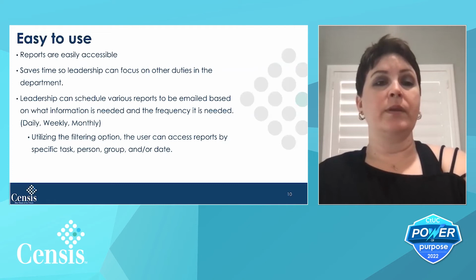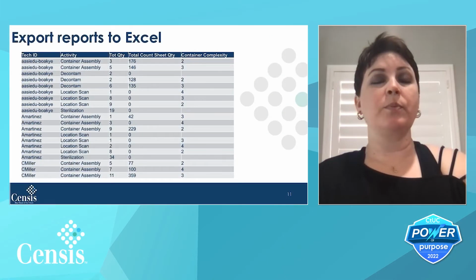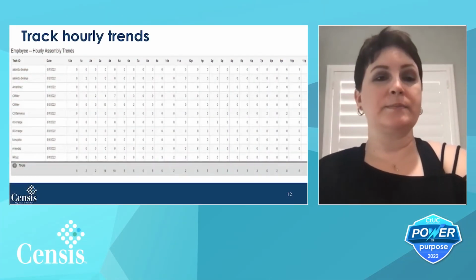Easy to use. Reports are easily accessible. It saves time so leadership can focus on other duties in the department. Leadership can schedule various reports to be emailed based on what information is needed and the frequency it is needed, whether it's daily, weekly, or monthly. Utilizing the filtering option, the user can access reports by specific task, person, group, and/or date. You can export your reports to Excel and build graphs if that is helpful to leadership. You can track hourly trends.